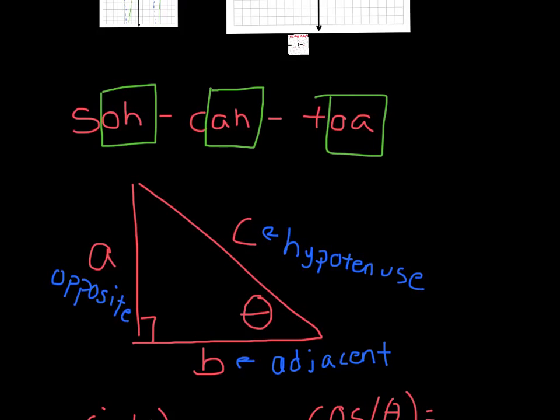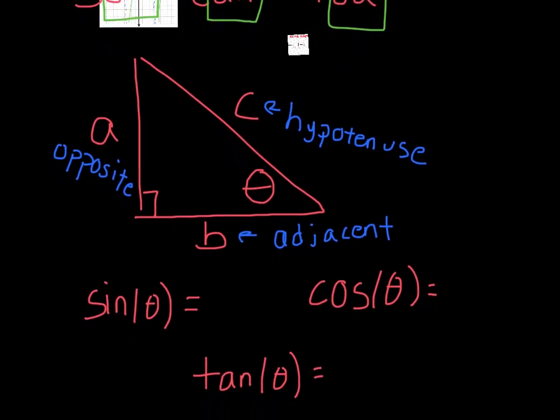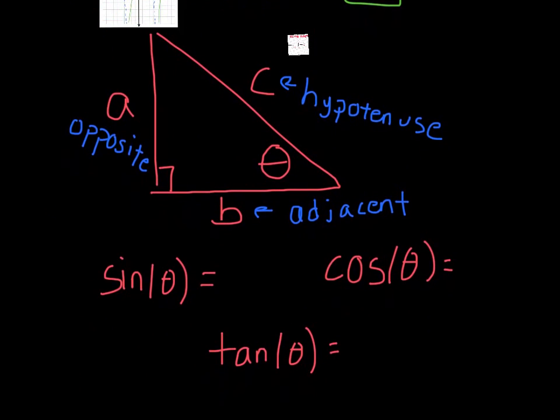Now let's put this to use and make ourselves some small equations we can use to memorize these. So, sine, as we said, was SOH. SOH means opposite and hypotenuse. This is our opposite side. And this is our hypotenuse. So we would write this as sine is equal to A over C, or opposite over hypotenuse.